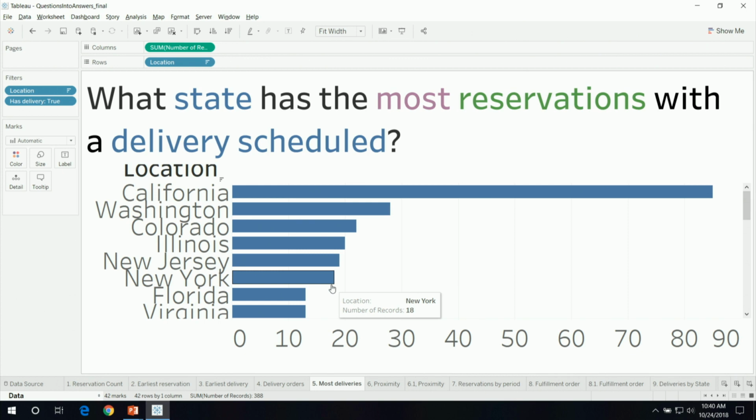And we can see here California obviously has the most. They probably have the most orders as well. It's Tesla's home state, in addition to being large. And Washington is on here.